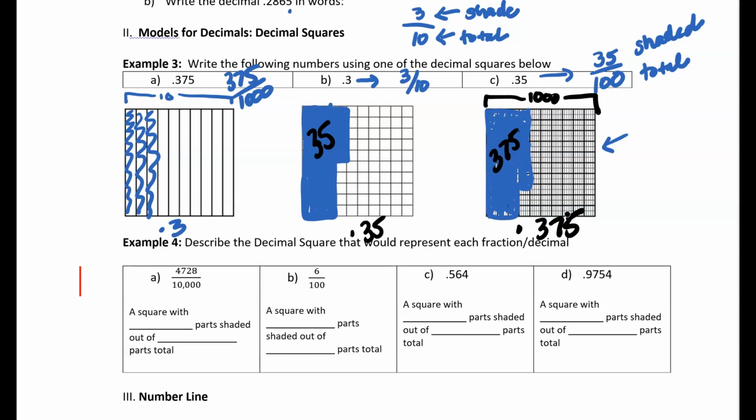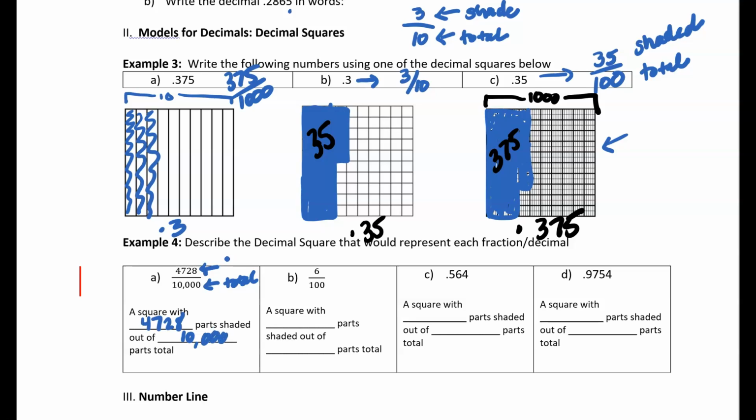Okay, and then just to piggyback on that, below we've got another example that is very similar. It's just we're not going to draw the actual picture. So part A, 4,728 10,000. So what would you draw? So we would draw a square where, remember, the top is always the shaded. So 4,728 parts shaded, and the bottom is always the total. So out of 10,000 parts total.